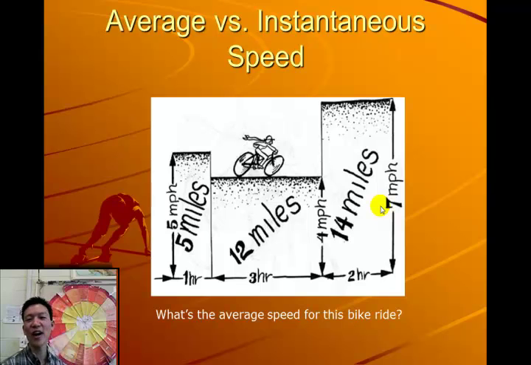Okay? So how do you find your average speed for the bike ride? True or false? You simply add up 5 miles per hour plus 4 miles per hour plus 7 miles per hour, and you divide by 3. True or false?